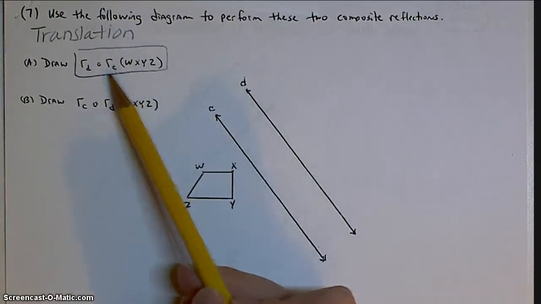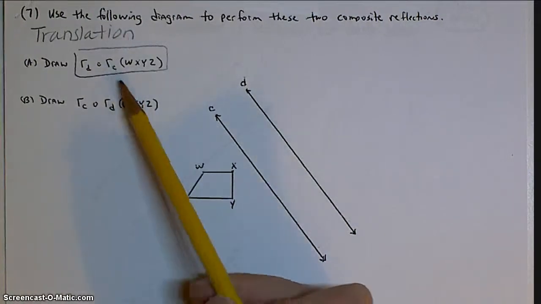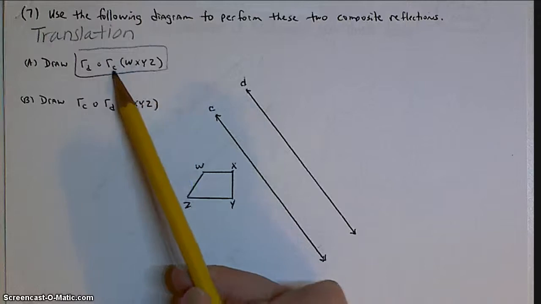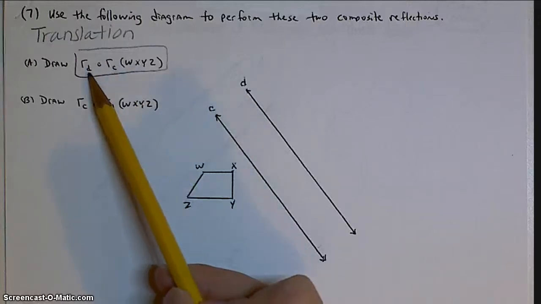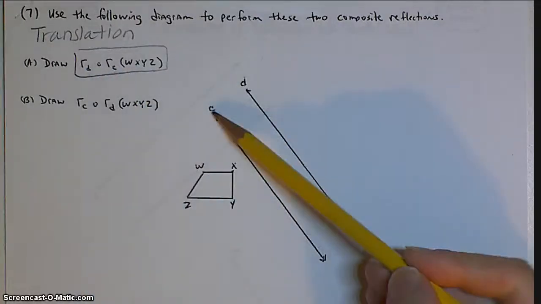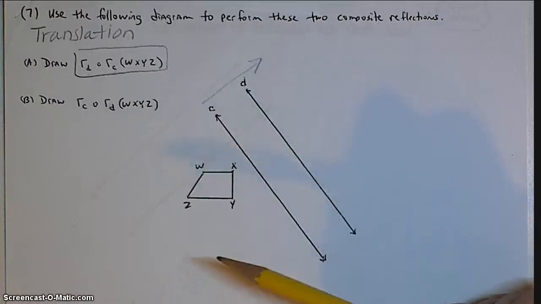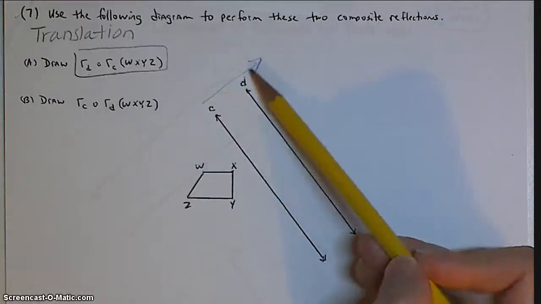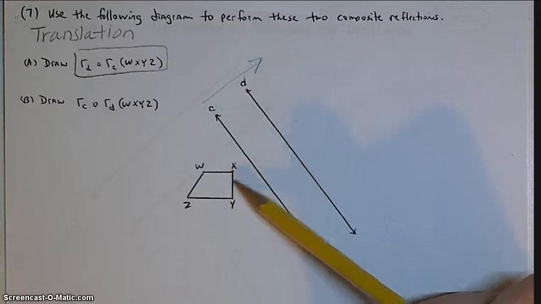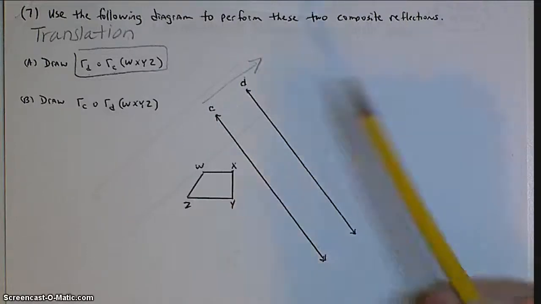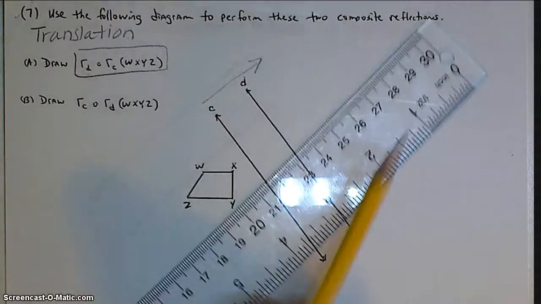So this is telling us that we want to reflect this figure WXYZ over the line C, then the line D. So that means from C to D, we want to be going in this direction. Okay, so now we figured out which way we're going to slide or translate this figure. Now we just need to figure out by how much.